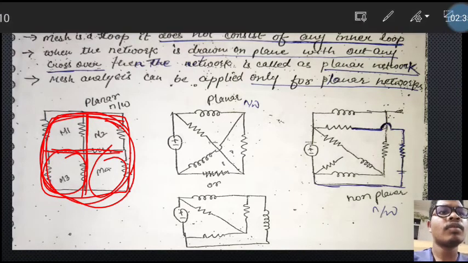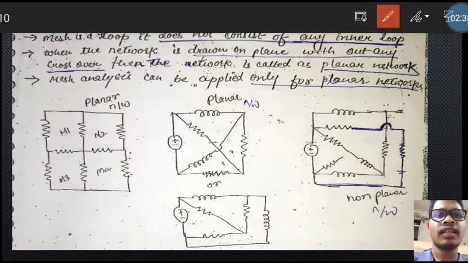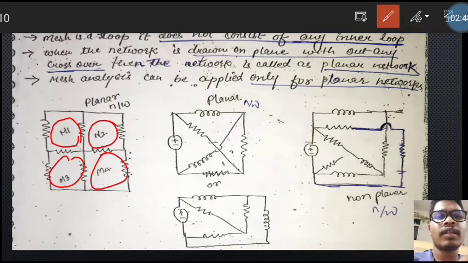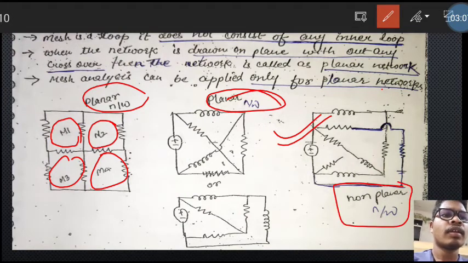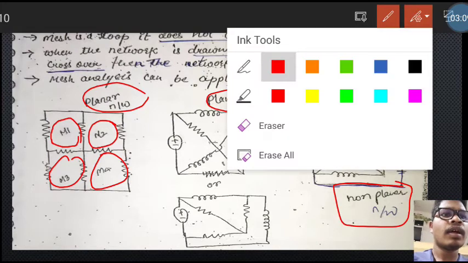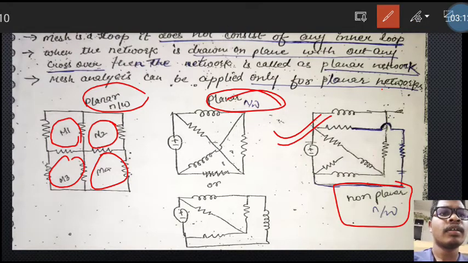But if we talk about a mesh, then a mesh does not contain any inner loop or any crossover. So this is one mesh, this is also a mesh, and this is also another mesh. Here no crossover is there, so that is also called a mesh. This is a planar network, and this is also a planar network. But this is not a planar network. This is a non-planar network. Why? Because there is a crossover in the network.